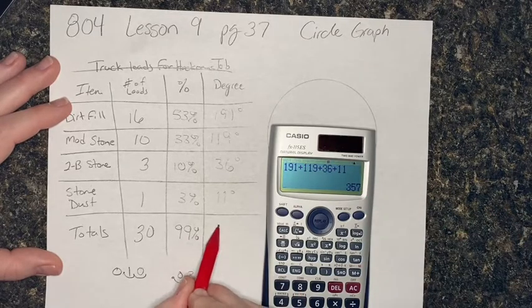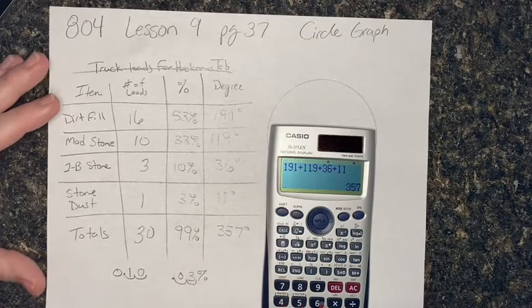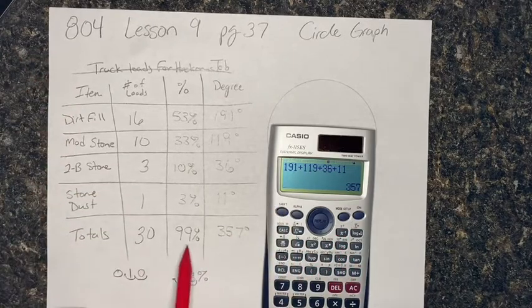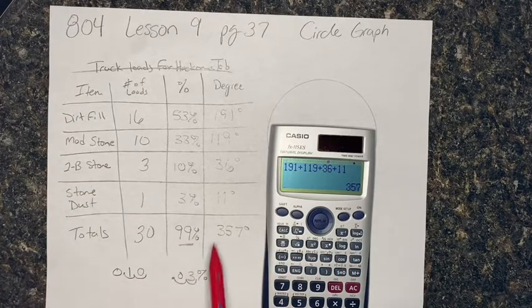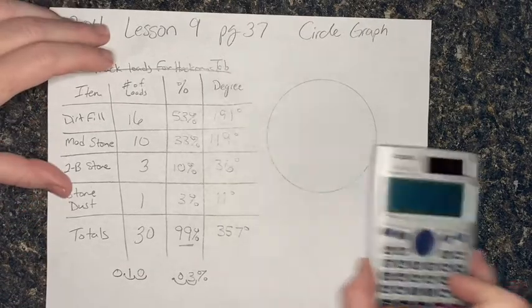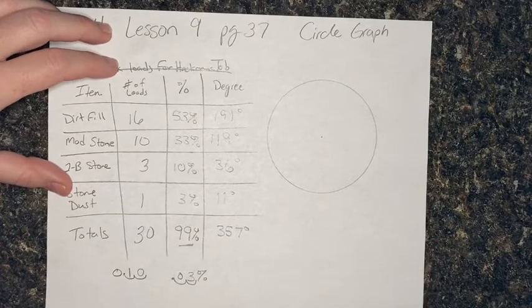357 degrees. We should expect it to be slightly less than 360 because we only had 99%, right? So this variance is okay. Now that we have all of our numbers together, we can start our circle.